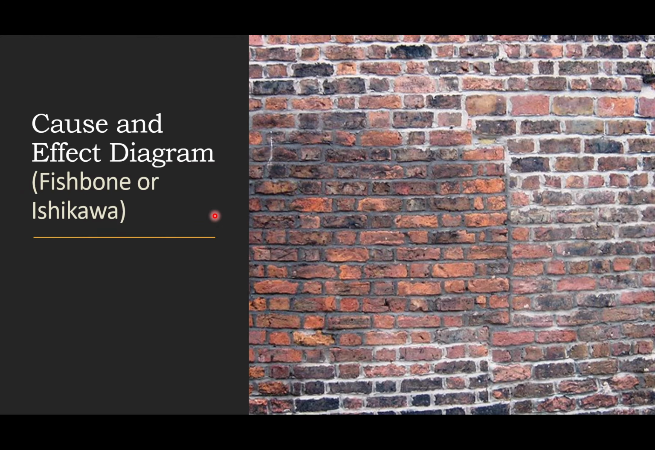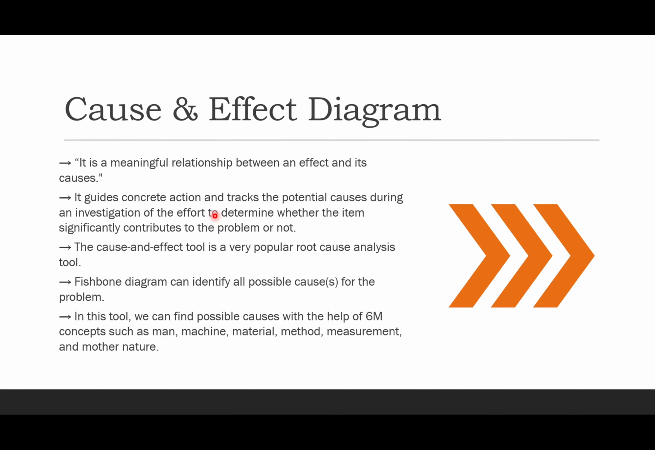Next one is the cause and effect diagram, and this particular tool is also known as Fishbone or Ishikawa. Different people call it by different names. Like I said, there are three names which are majorly known by everyone: cause and effect diagram, Fishbone diagram, or Ishikawa. So this tool will help you to see the relationship between your effects and causes.